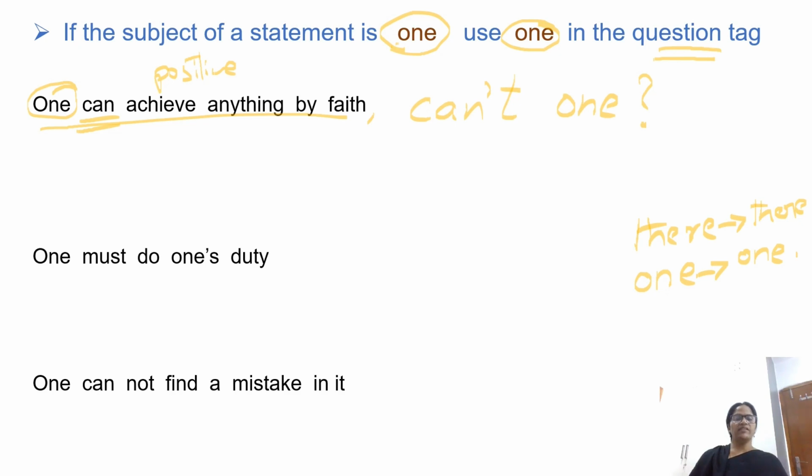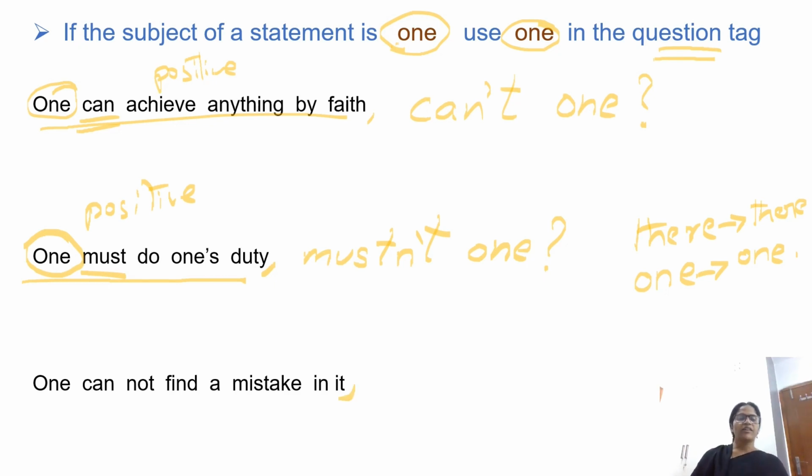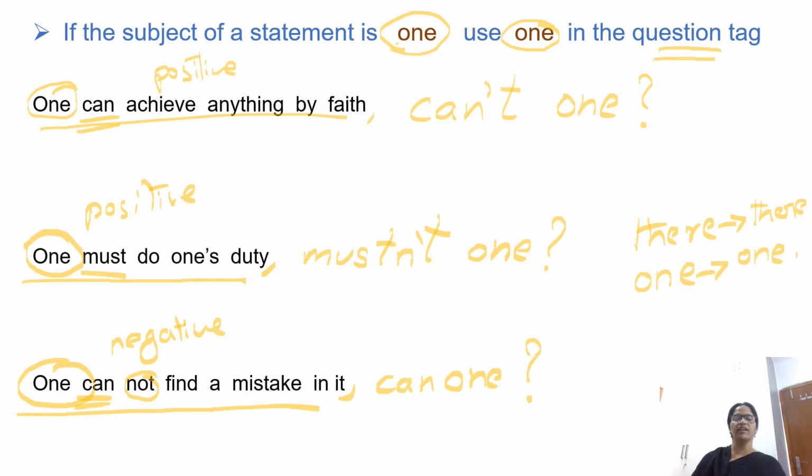One must do one's duty. Must is a helping verb and the statement is positive. A positive statement takes a negative tag. Must not. Contraction is mustn't. And one is the subject, so we should use the same one in the question tag. One cannot find a mistake in it. The auxiliary verb is can. The statement is negative, and a negative statement takes a positive tag. So can. And one is the subject, so we should use one in the question tag also.